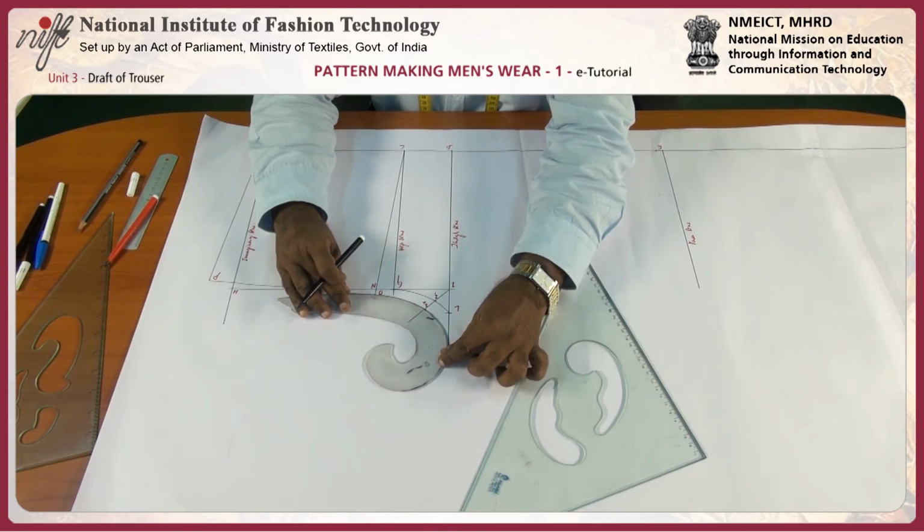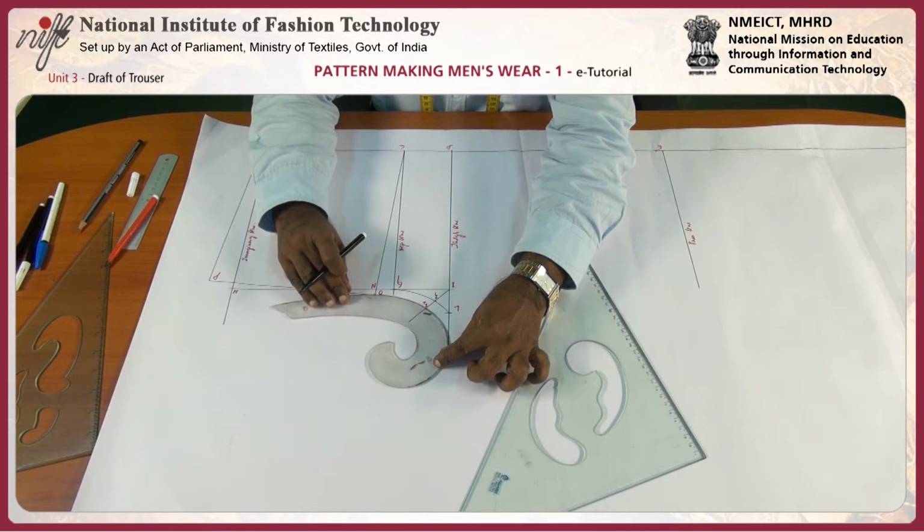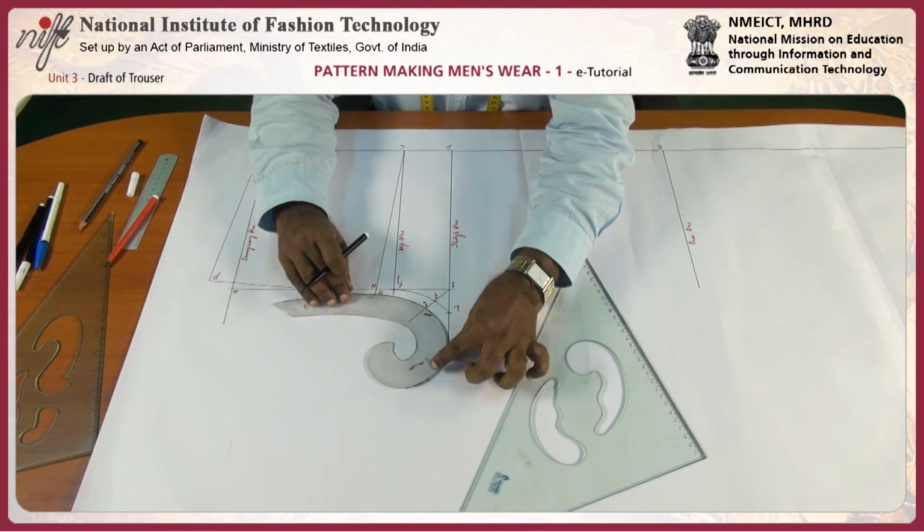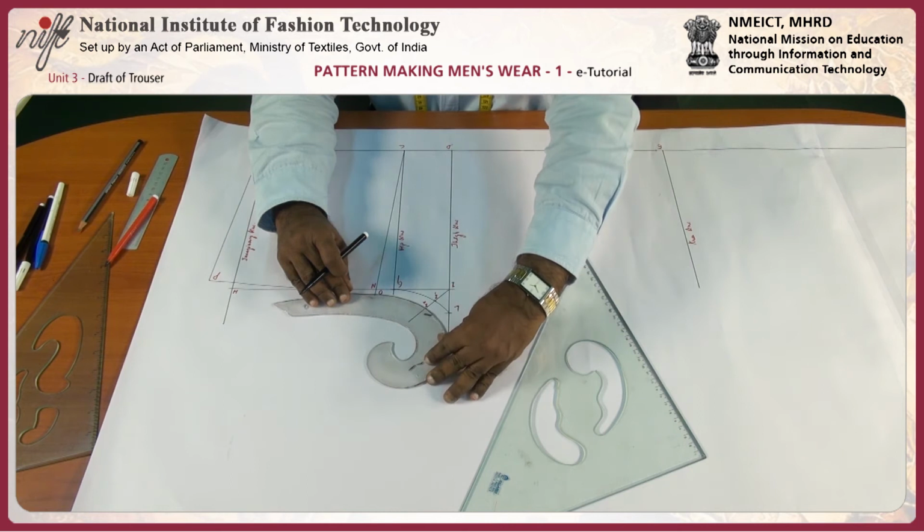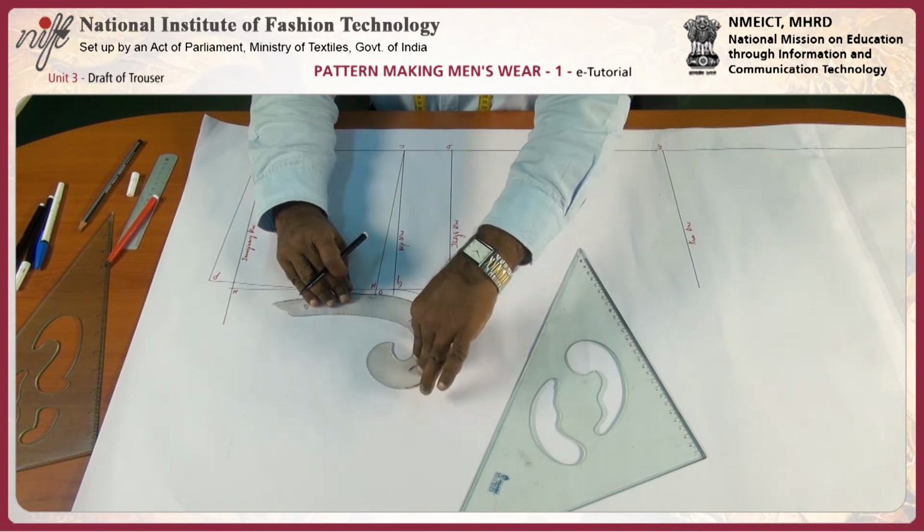Now let us draft sleeve placket. Draw square line. Label A. A to B, 15 centimeter.